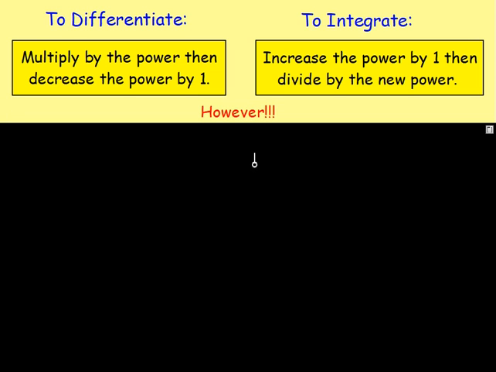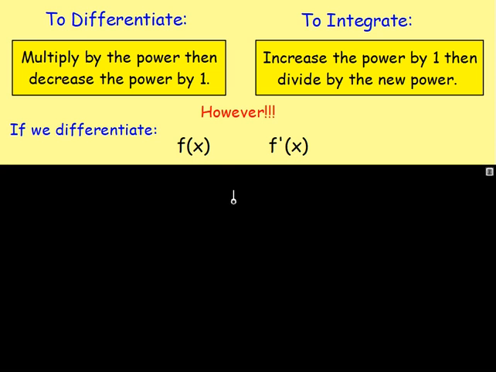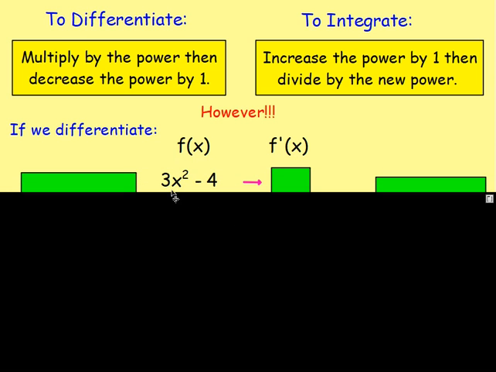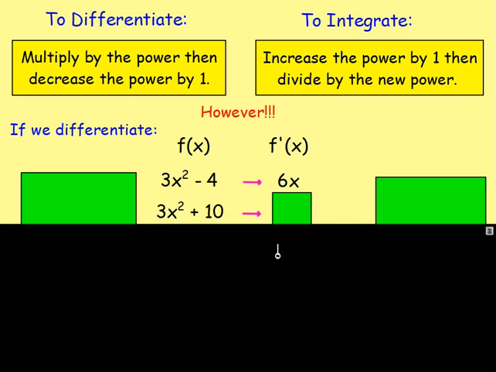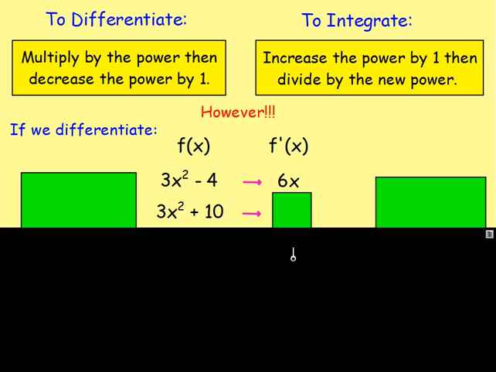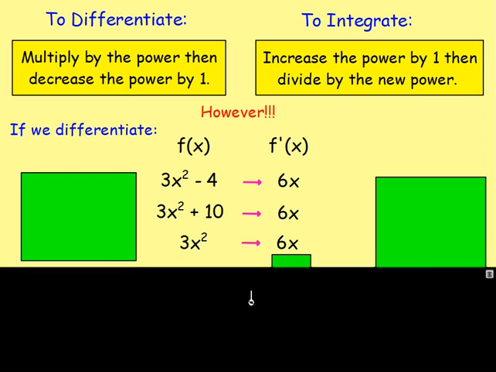However, let's look at this example here. Let's say we've got a function, f of x, and we want to differentiate it. So let's say you've got 3x squared, take away 4. If you differentiate that, what do you end up getting? Good, 6x, perfect. If you have 3x squared plus 10 and you differentiate it, what do you get? Good, 6x again. If you differentiate 3x squared, what do you end up with? 6x. Perfect. If you look at it though, every single one, when you differentiate them, you end up with 6x.